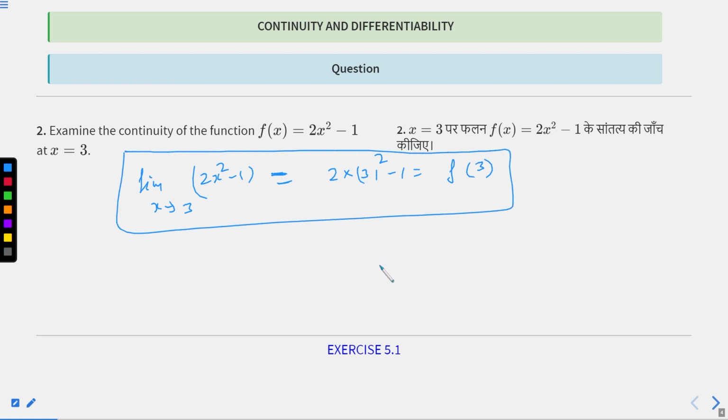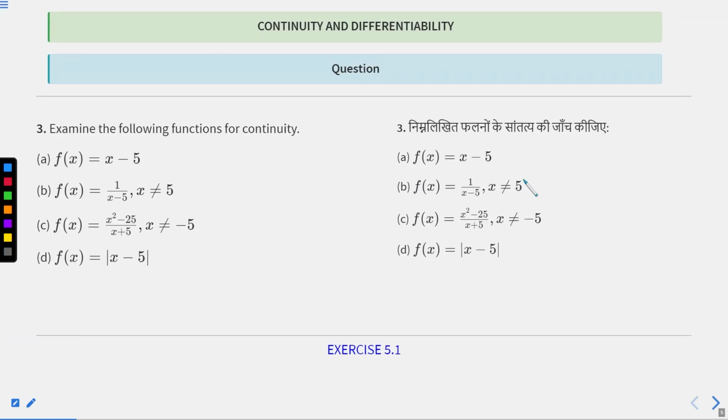I hope that it is clear, very easy. I hope it is clear to you that this limit is the same as this value. Now let us move to the next slide. So we have to examine the continuity. This is my polynomial of degree 1. So this is a continuous function, so continuous in its domain. Now what about this? This is also going to be continuous in its domain.